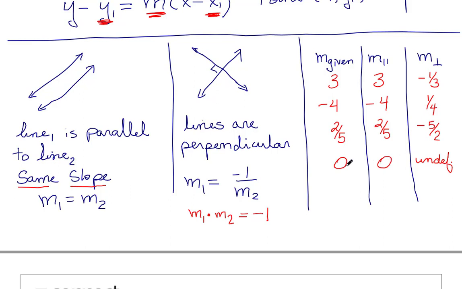If my line had a slope of 0, it's flat, then parallel is going to be flat too. Well, how would I do negative reciprocal for perpendicular? Well, if this is flat, then the only way to be perpendicular is to be vertical. And so it is undefined.